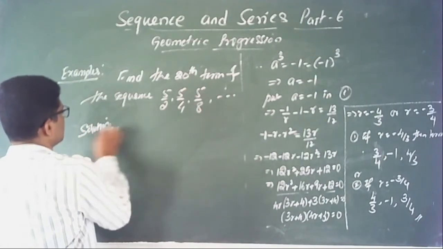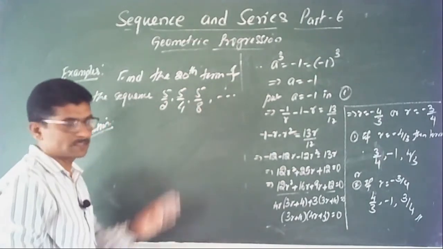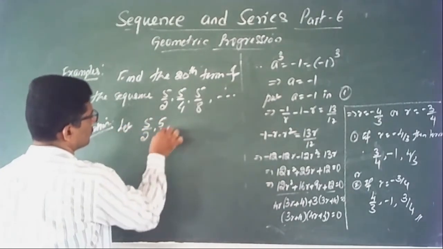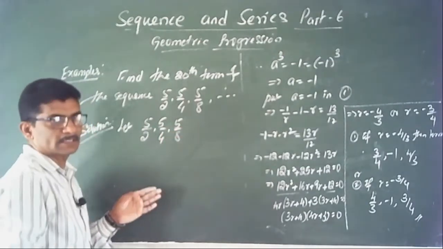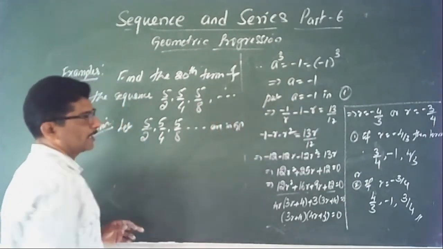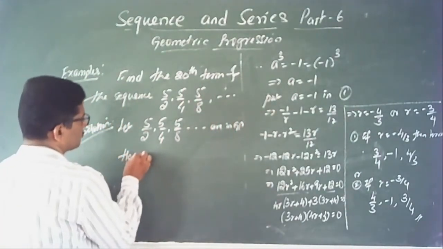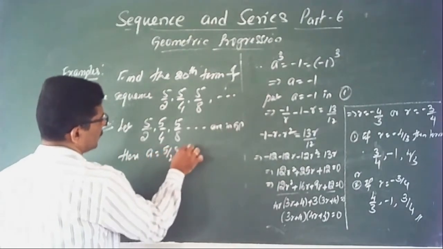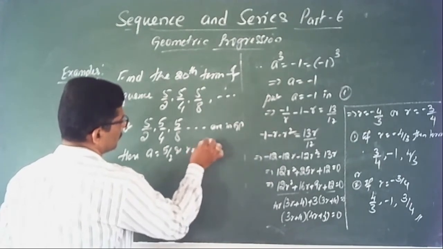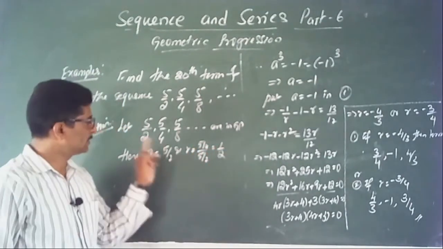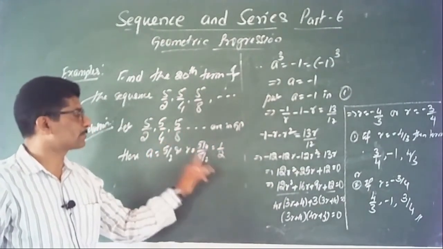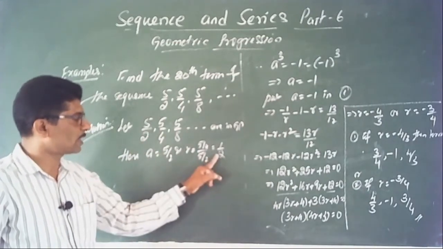First, identify. It is not given that it is in GP; we identify it ourselves. 5 by 2, 5 by 4, 5 by 8: no common difference, common ratio 1 by 2. Here a means 5 by 2, and r is any term divided by the previous term, 5 by 4 divided by 5 by 2, or by inspection method, half. Multiplying each term by half gives the next. Therefore it is in GP. a is the first term, r is the common ratio.